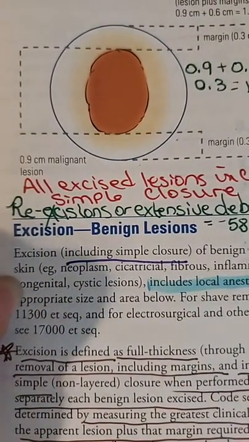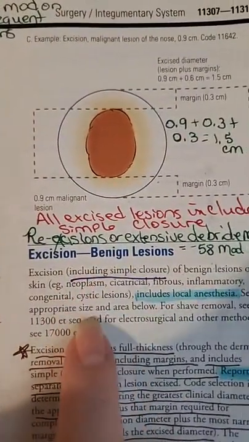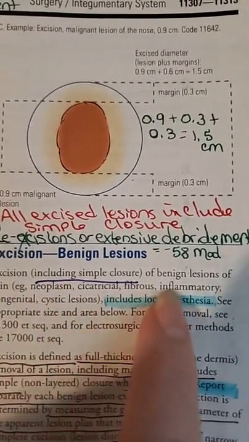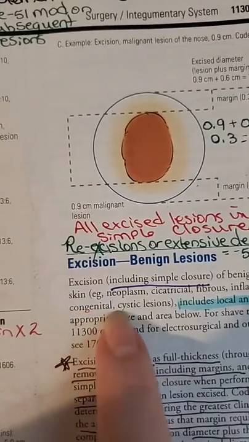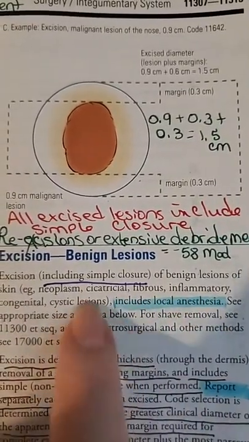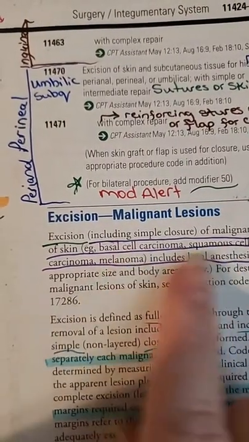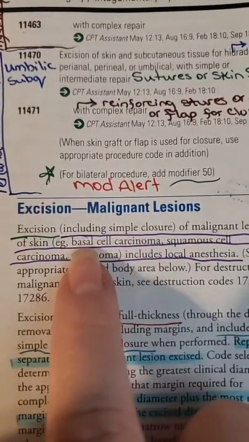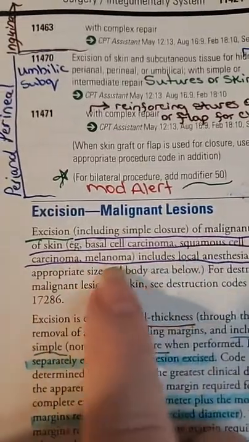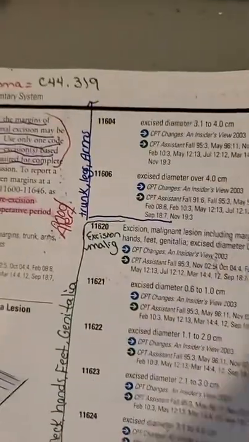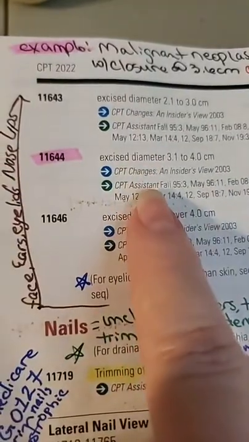Also, don't forget the little guidelines right before each section. If you're looking in your 11444s or 443s, right before you code those, there's this excision benign, and they list out in that unhighlighted area that should be highlighted a list of the types of excisions that they do. And if you look at the beginning header of the 11643s, it tells you right here that it includes basal cell carcinoma and those kinds of things. That's super helpful right before you code a section to have it listed out. So you know that basal cell carcinoma lands you right here underneath all those codes.